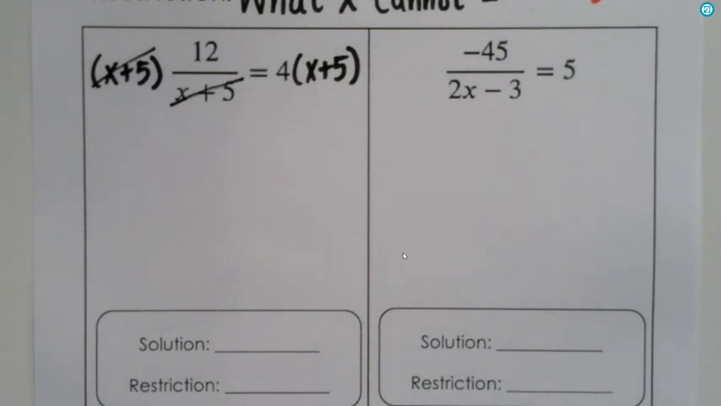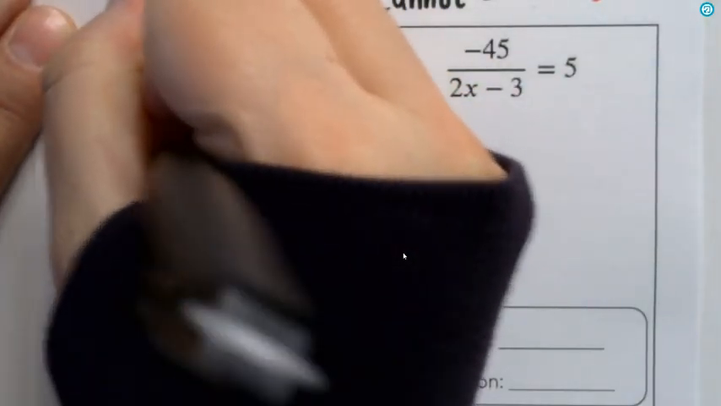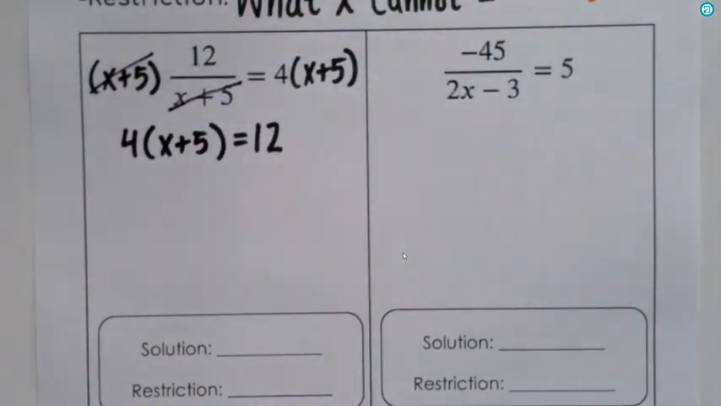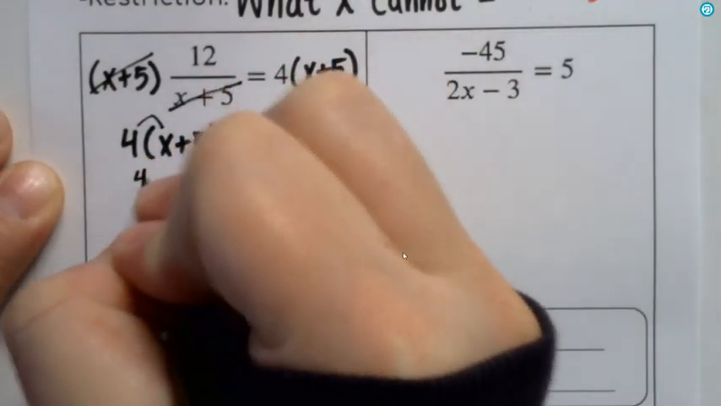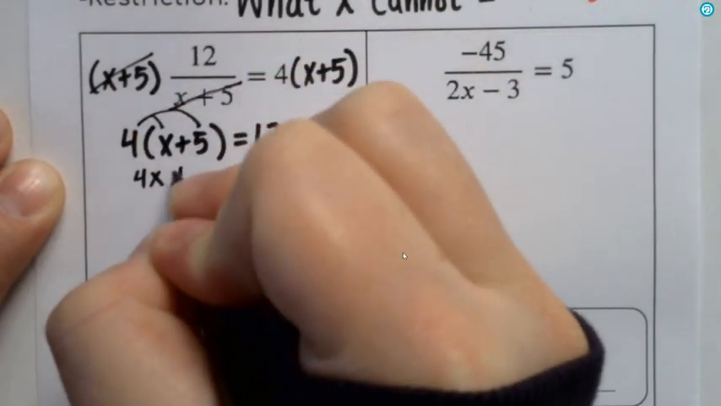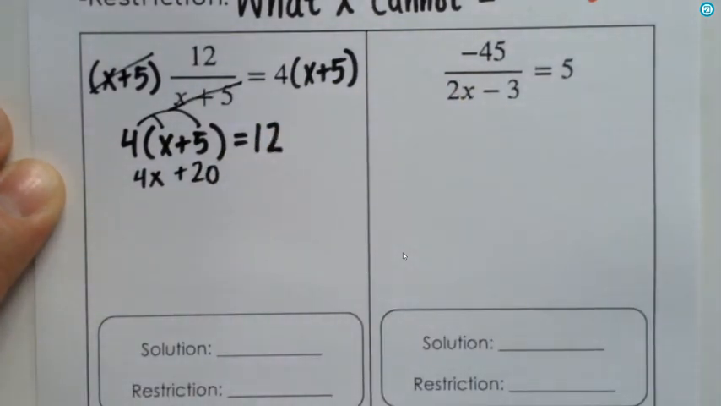Most of us generally tend to like solving for x when it's on the left, so I'm going to go ahead and flip that around. I'm going to write 4 times x plus 5 equals 12. Okay, and then I'm going to distribute, solve for x. So 4 times x is 4x. 4 times 5 is 20. So I get 4x plus 20 equals 12.